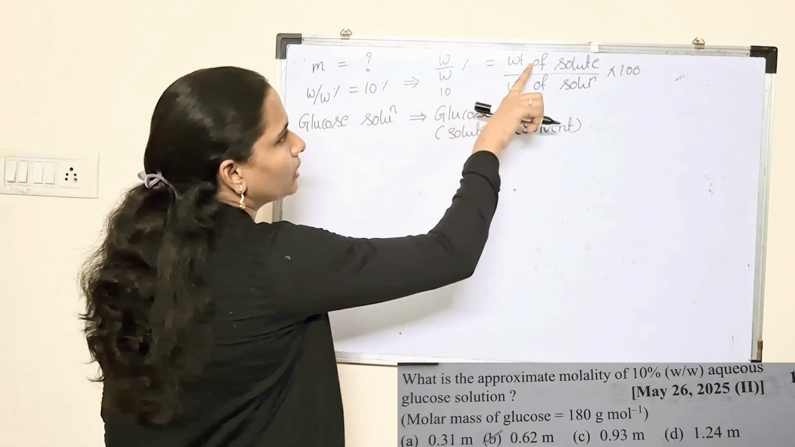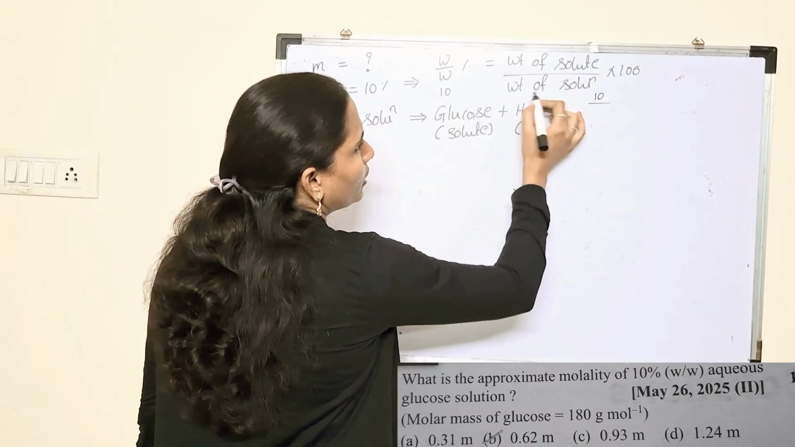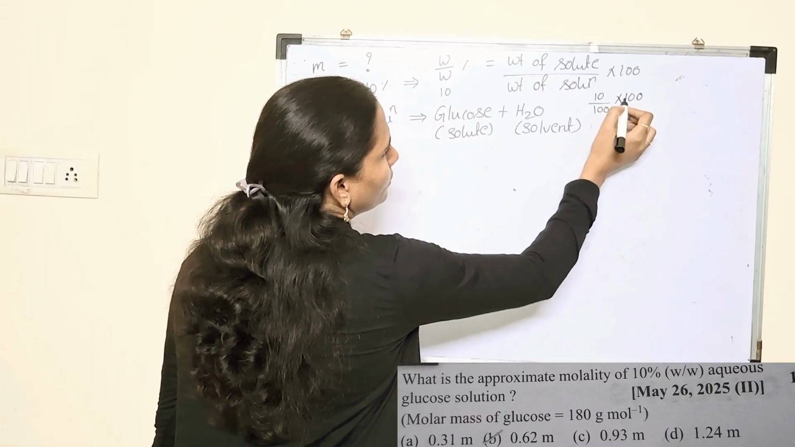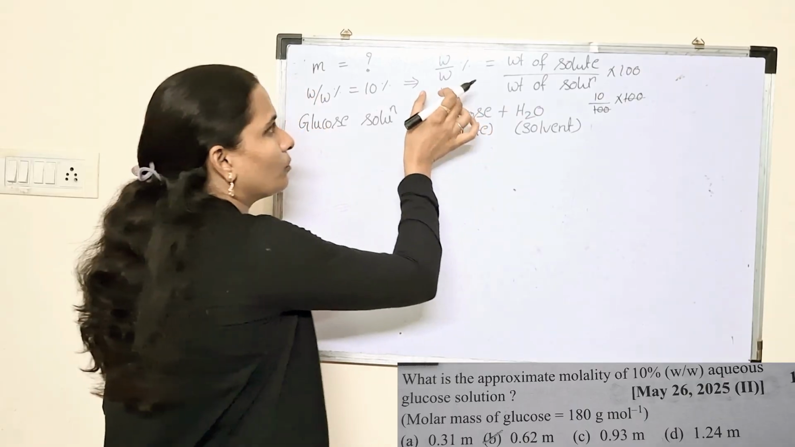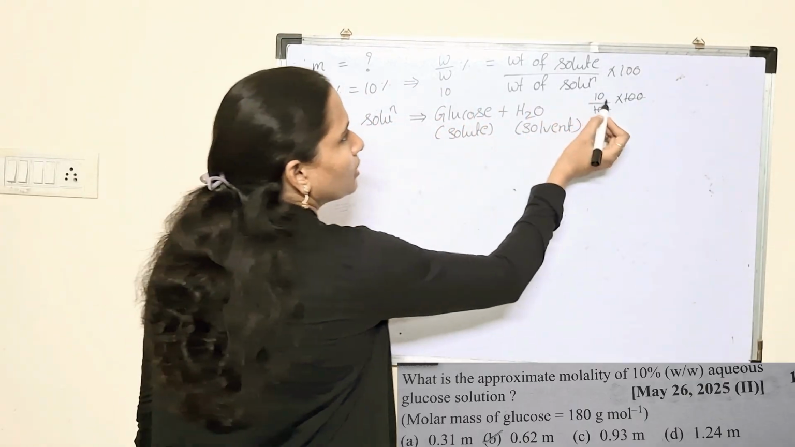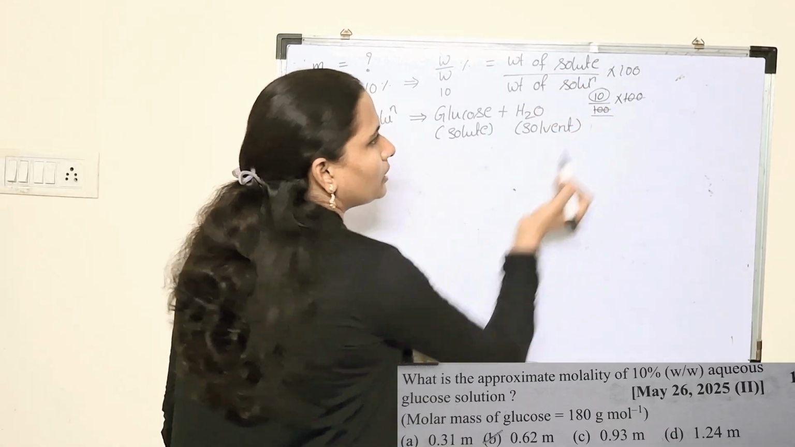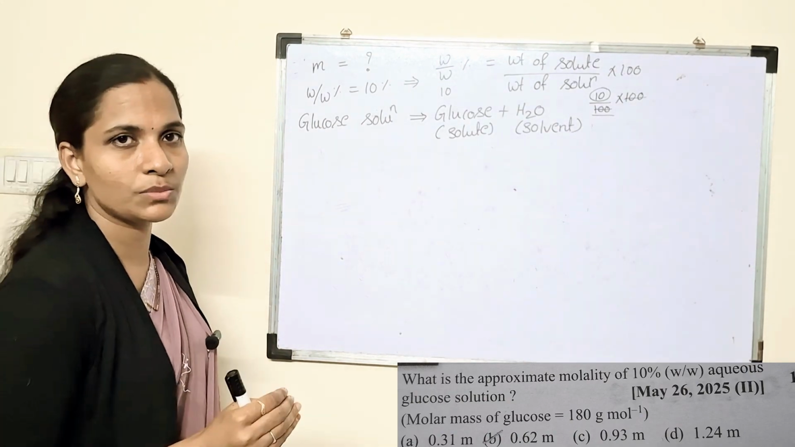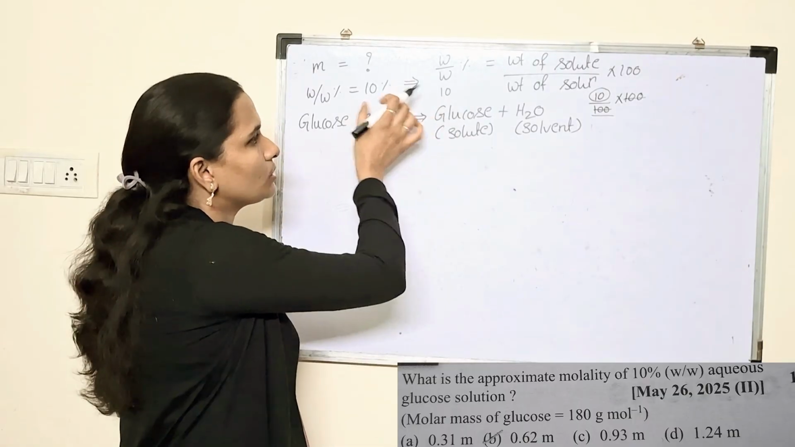So how will you get the 10? If you put weight of solute as 10 and weight of solution as 100, then the 100 will be cancelled, and the remaining 10 will be the answer. So weight by weight percent is 10, which means 10 grams of solute is present in 100 grams of solution. Then you will get the weight by weight 10%.